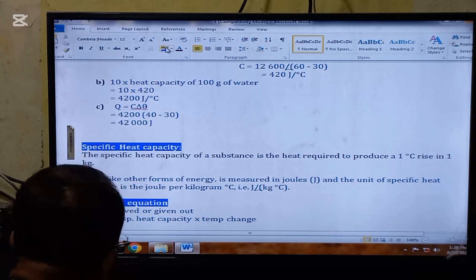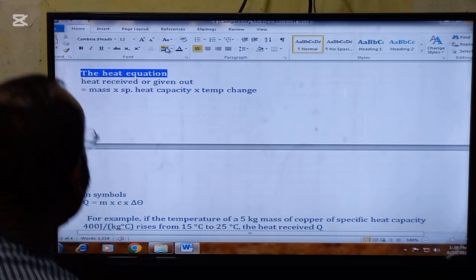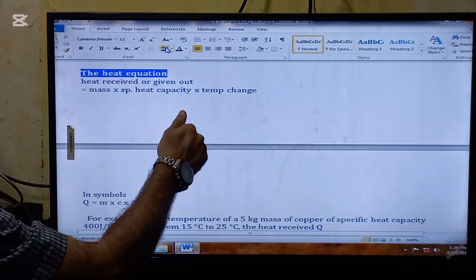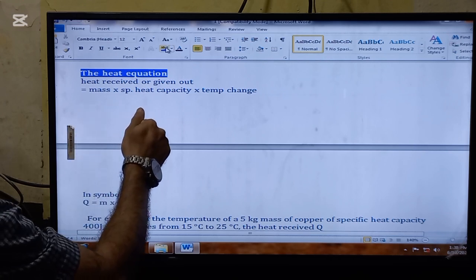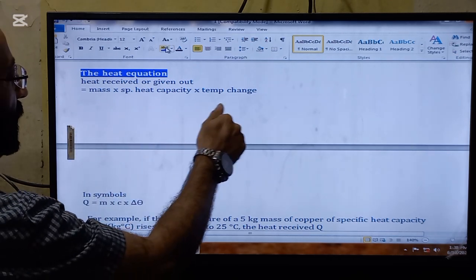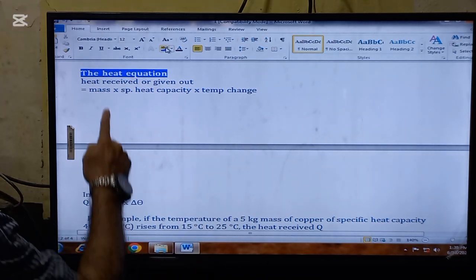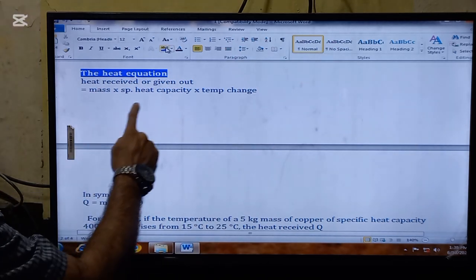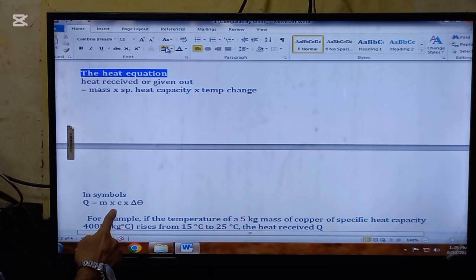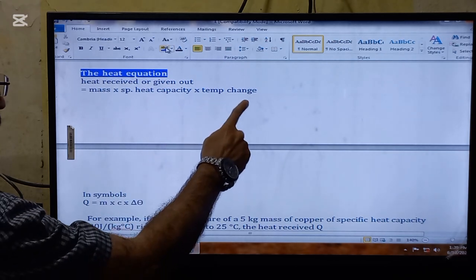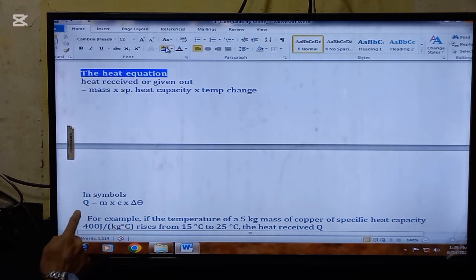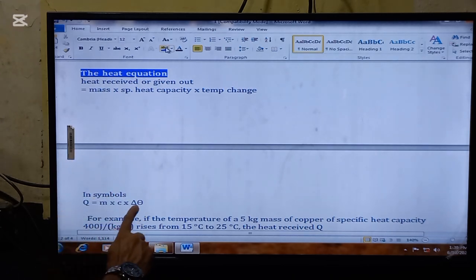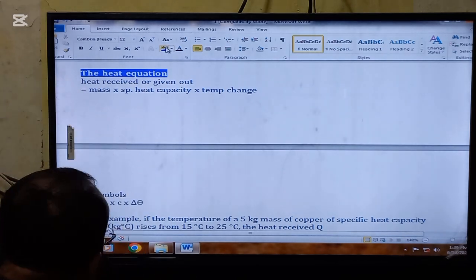The heat equation. Heat received or given out. The formula is mass multiplied by specific heat capacity multiplied by temperature change. So mass is represented by m, specific heat capacity is represented by small c, and temperature change is represented by delta theta. So the equation is Q is equal to mc delta theta. So this is the equation.